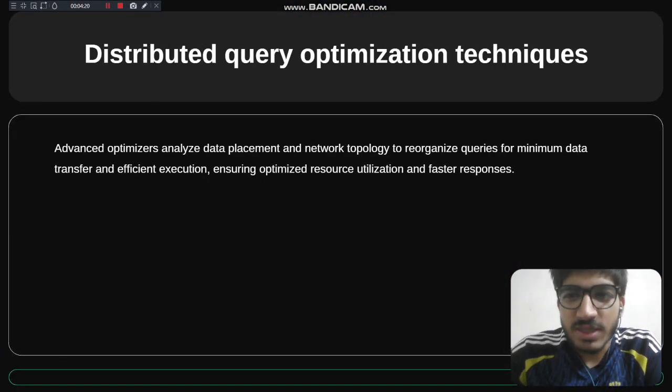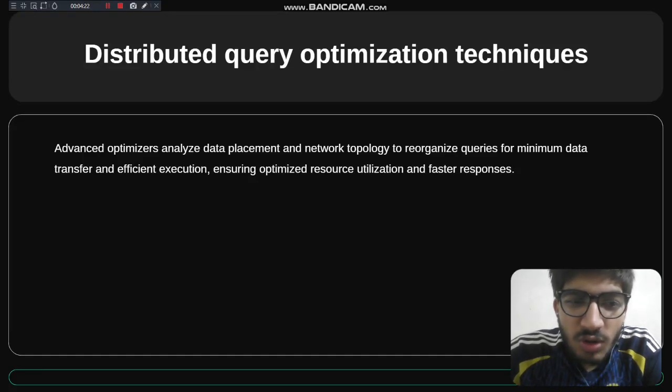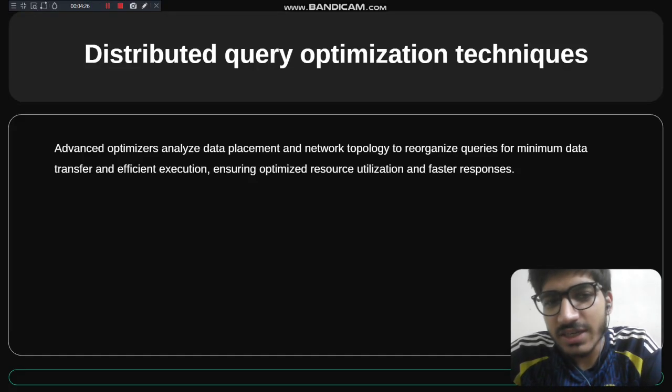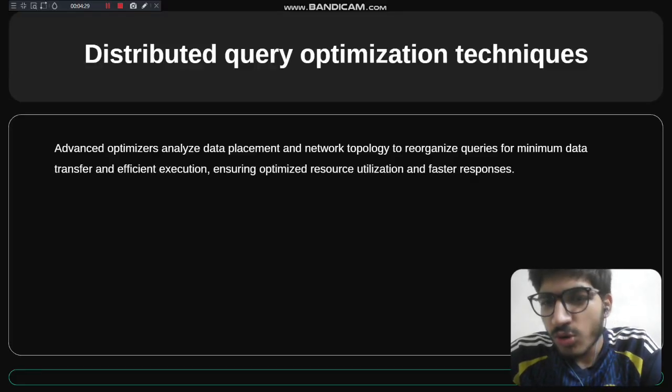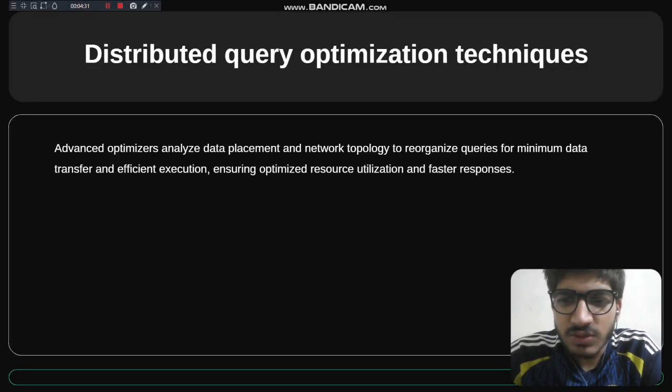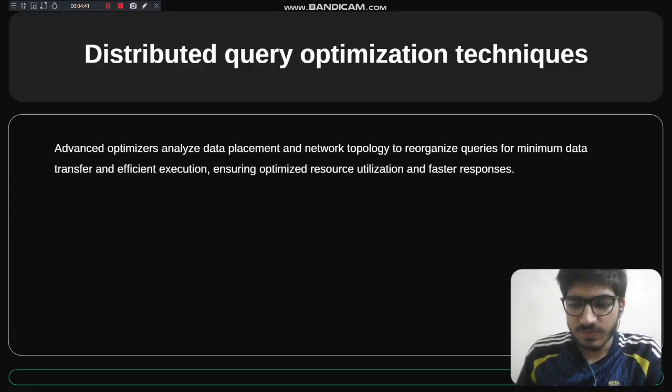Distributed query optimization techniques. Advanced optimizers analyze data placement and network topology to reorganize queries for minimum data transfer and efficient execution, ensuring optimized resource utilization and faster responses.